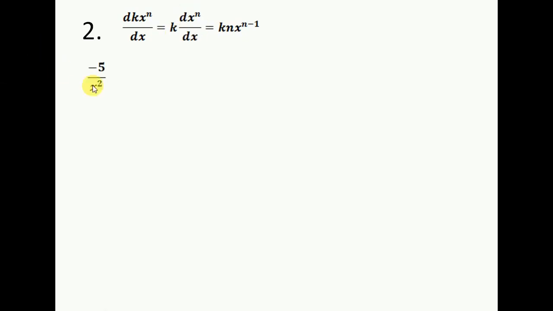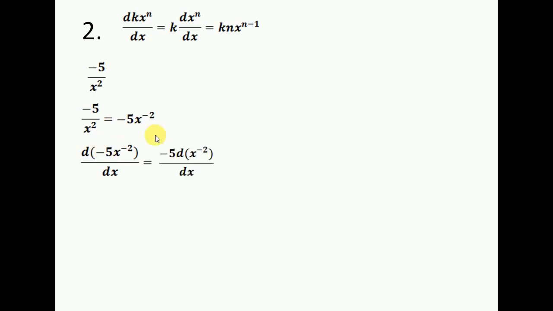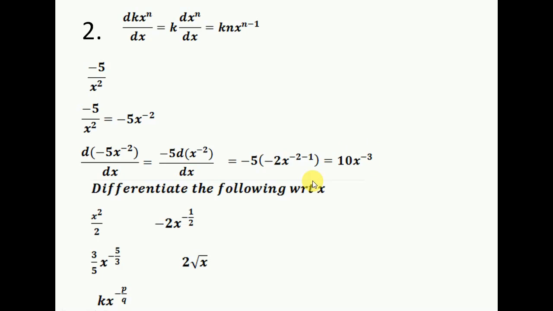So I can bring this up, and it will become minus 5x to the power minus 2. So this minus 5 is a constant, so it will come out. And this is the first formula which we have already used. So minus 5 times minus 2 x to the power minus 2 minus 1. So 2 into 5 is 10x to the power minus 3. So similarly you can try these questions.